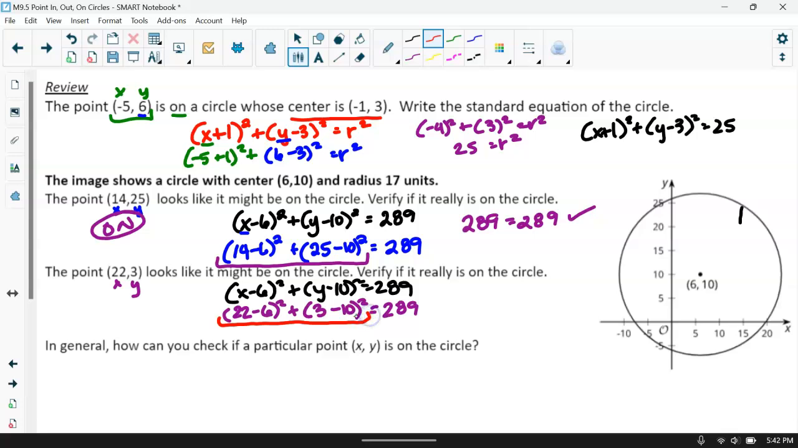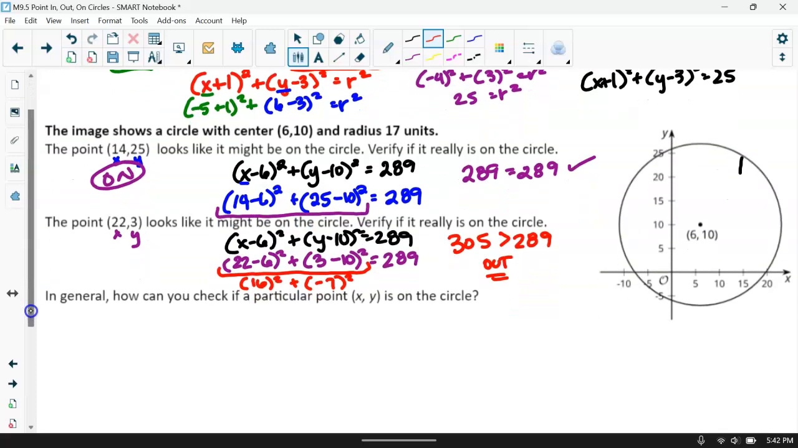So we put this in our calculator. This is 16² + (-7)². When you put this in the calculator, you get 305. Now, 305 is not equal to 289. It is greater than 289, which means that (22, 3) is somewhere outside of the circle. So it is not on the circle, it is outside.